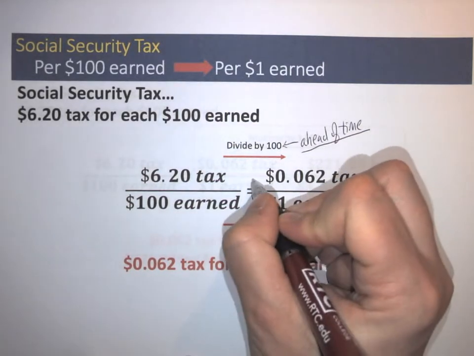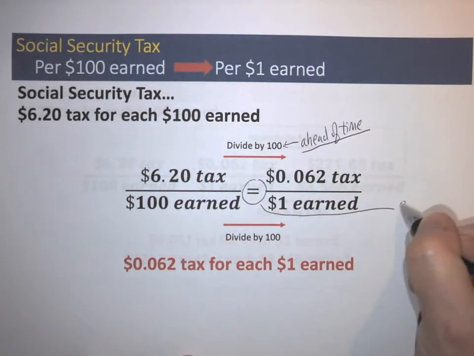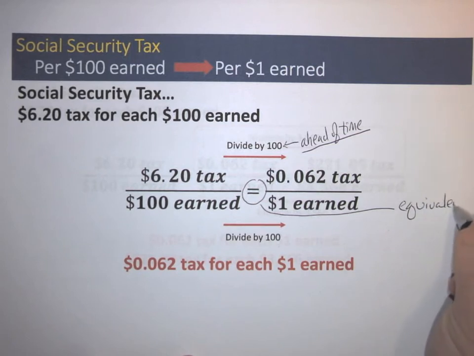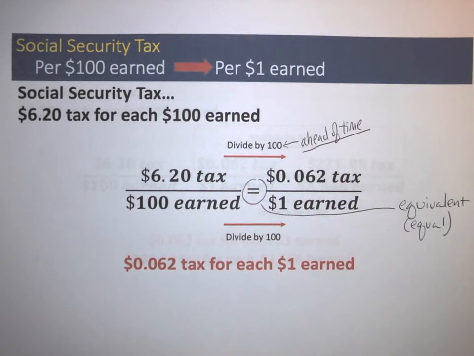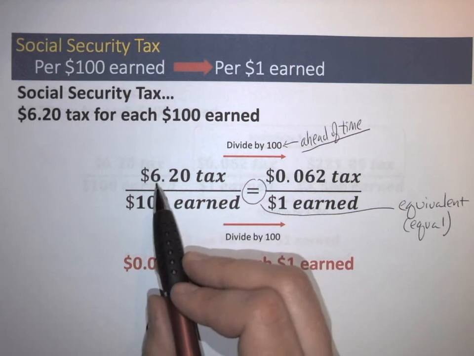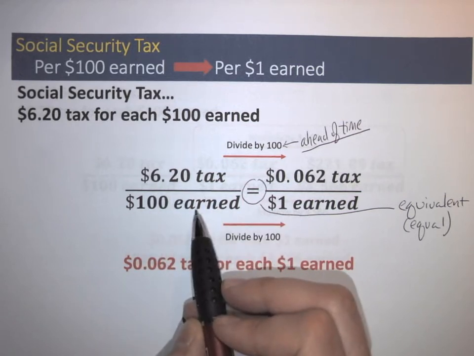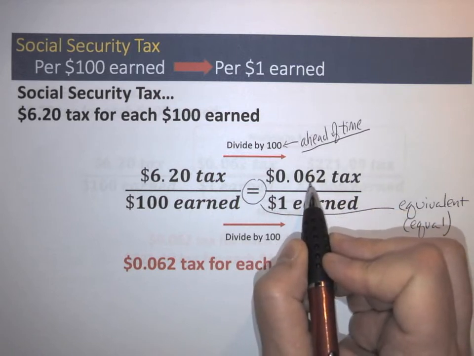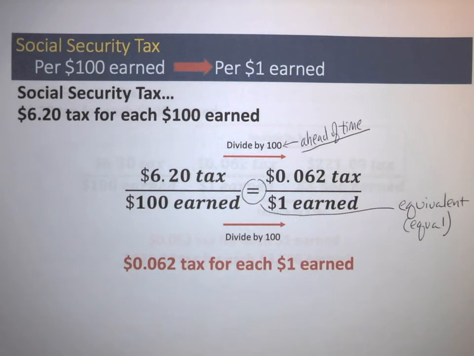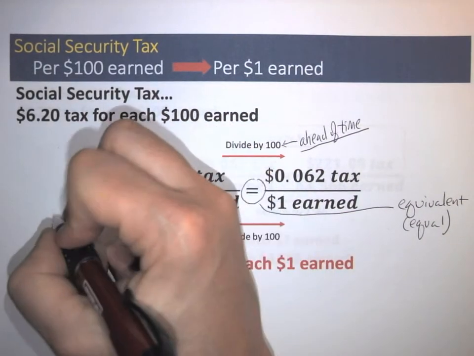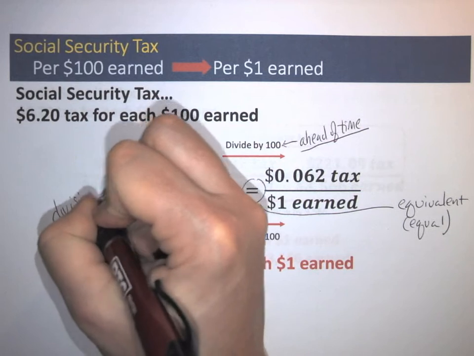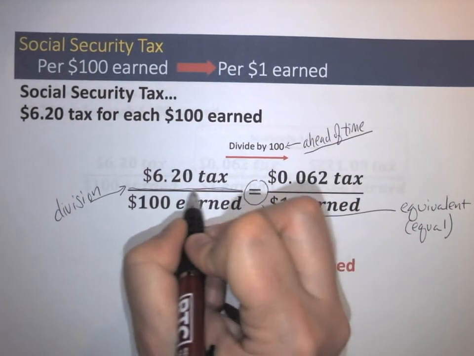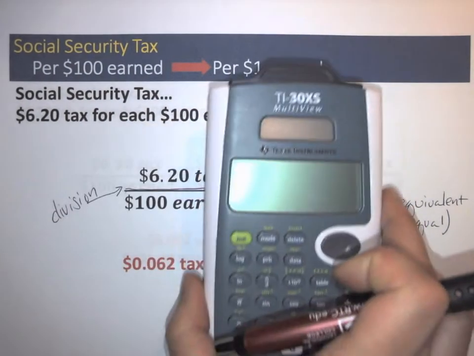And we have the equal sign here. This is the idea of equivalent or equal math statements or math ideas. So if she is going to pay $6.20 for every $100, that's the same as saying she's going to pay a little more than 6 cents in tax for every dollar earned. And I encouraged you before to think about this in terms of division, which is what this line means right here. So we're just doing the division ahead of time.